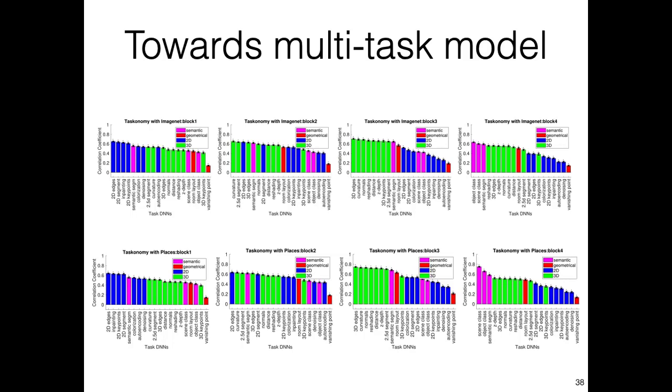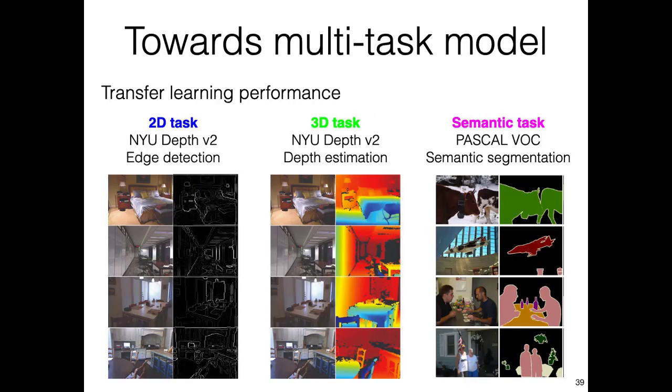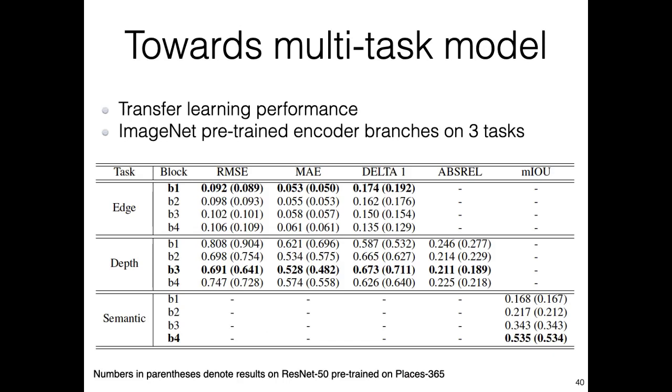So first block more related to 2D, third block to 3D, and last block to semantic. And here what we do is we compute the transfer learning performance in 2D task, 3D task, and semantic task, in 3 different data sets. And here what we see is that actually when we do this branching out from the block that is more affine to the task that we are learning new, the transfer learning performance is better.